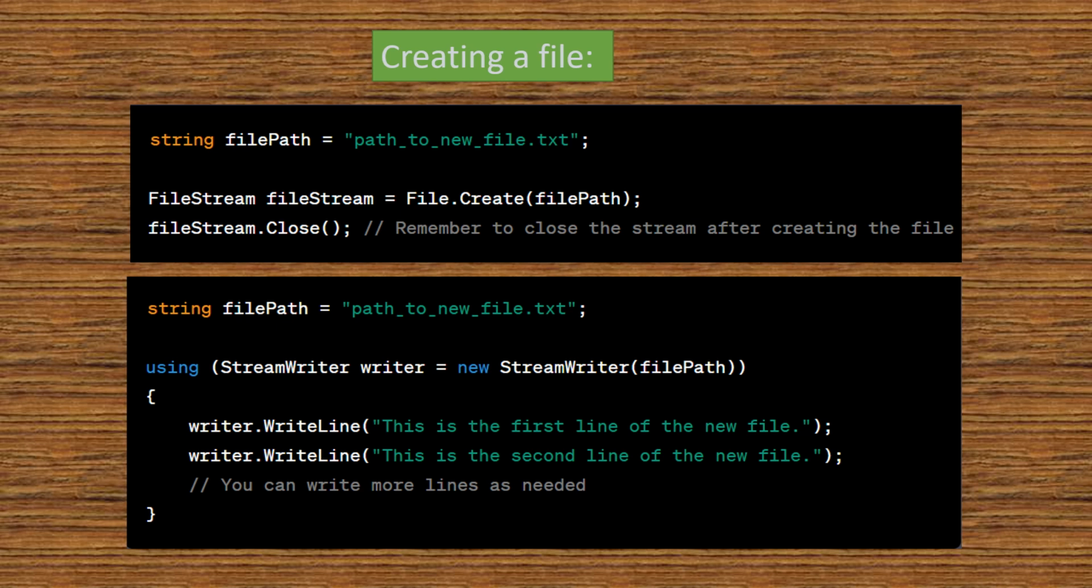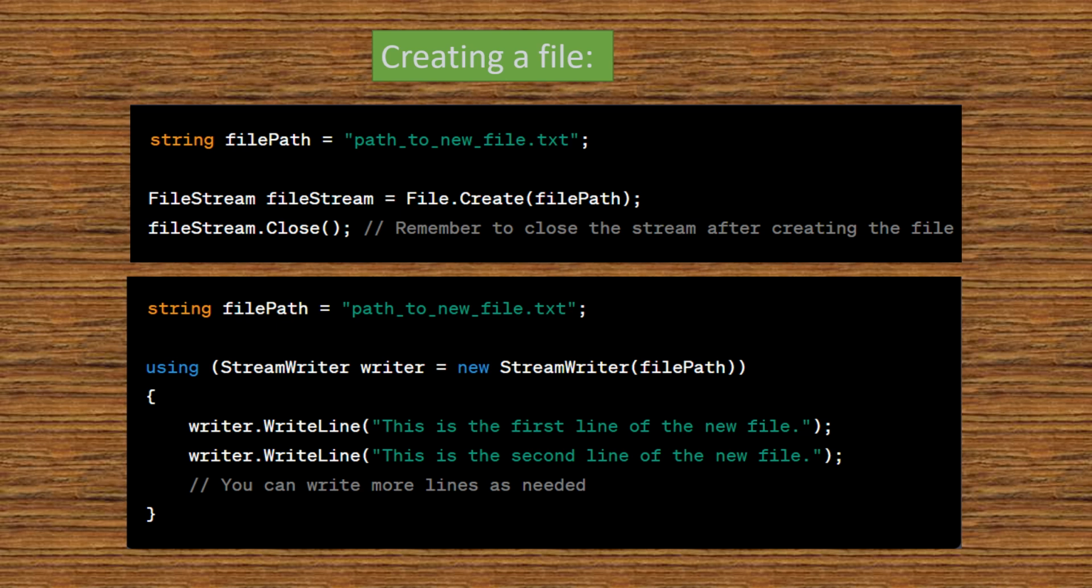Some of the methods mentioned above implicitly create files if they don't exist. However, there are also explicit methods available to create files in C#. Here's an additional section on creating files. To create a new file, you can use the File.Create method. It creates a new file at the specified path and returns a FileStream object that can be used to read from or write to the file.